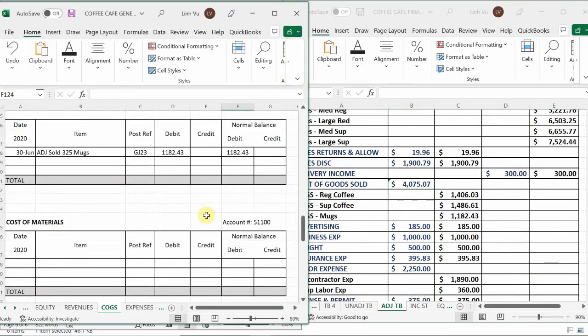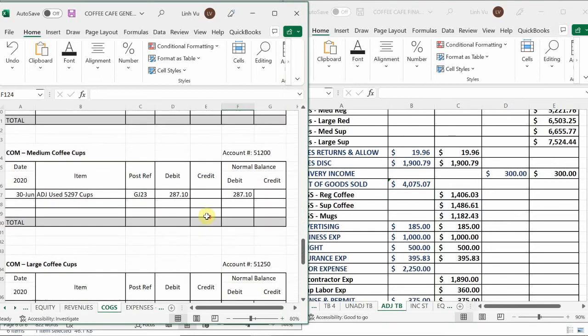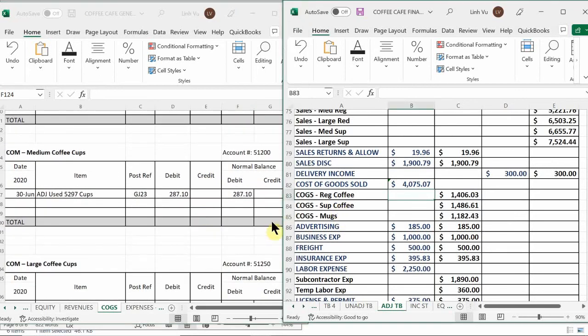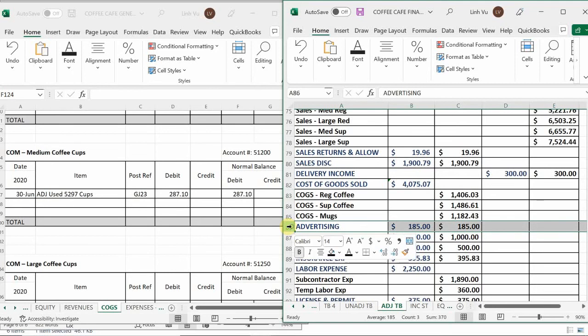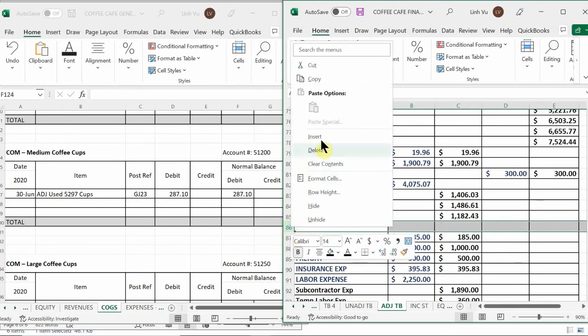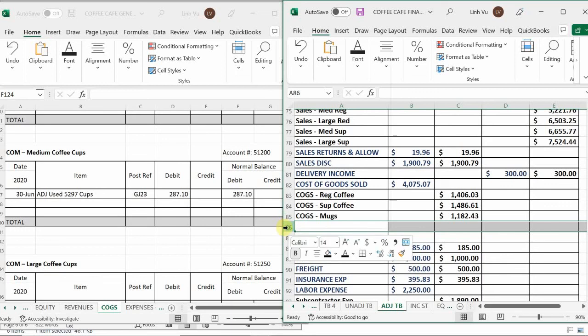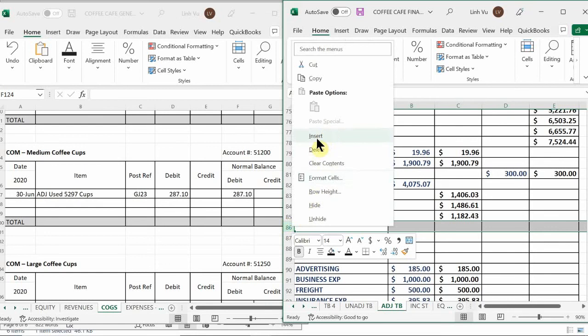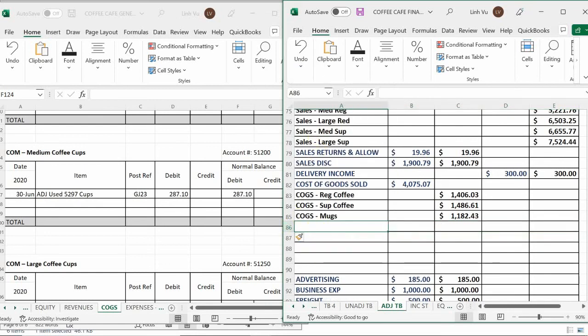Right? Don't forget, we have cost of material. So therefore, we need to insert the cost of material. So, insert cost of materials main account, cost of materials for the medium cups, cost of materials for the large cups, cost of materials for the sugar, and cost of materials for the creamer. So this one's going to be the main account.